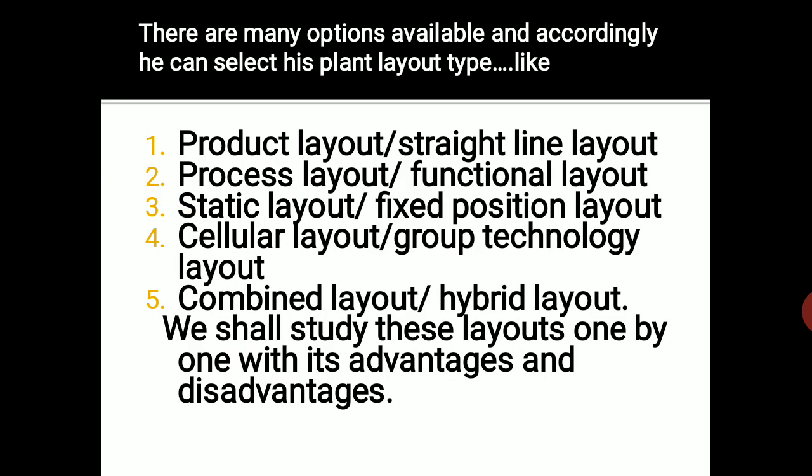Anyways, we move ahead. As I told you, we can see on the screen there are 5 types of layout. Product layout, also known as straight line layout. The process layout is also known as functional layout, static layout or fixed position layout, cellular layout, which is also known as group technology layout, that is GT layout, right? And the 5th one, combined layout, also called hybrid layout. That means we are going to study 5. Out of these 5, as of now we have taken up the first 2: product layout, or straight line layout, and process layout, which is also known as functional layout.